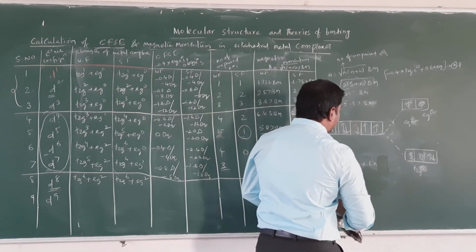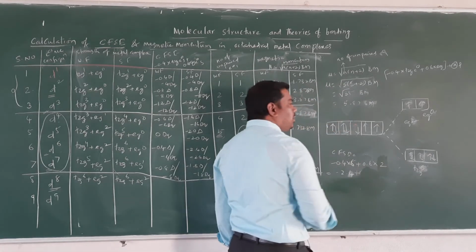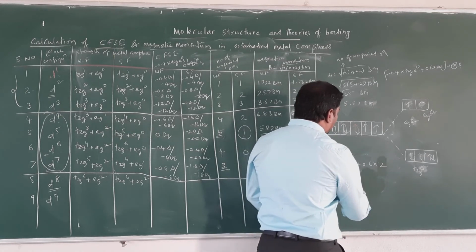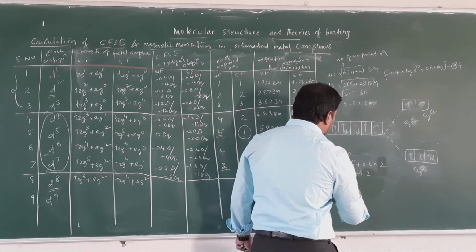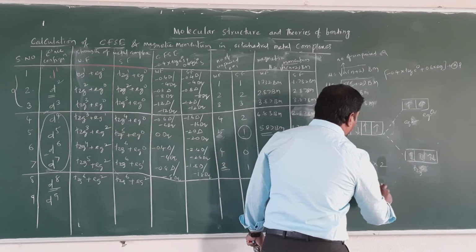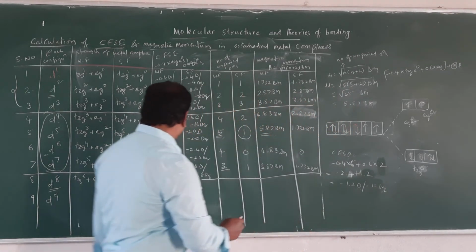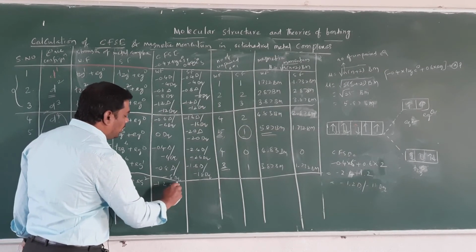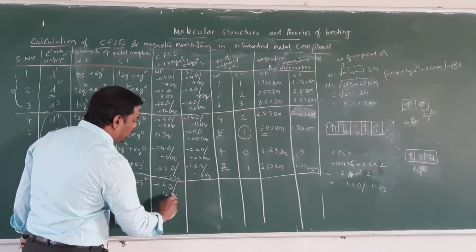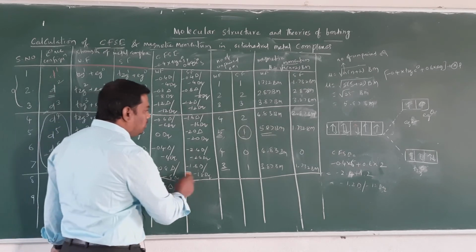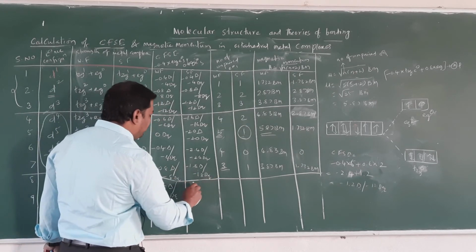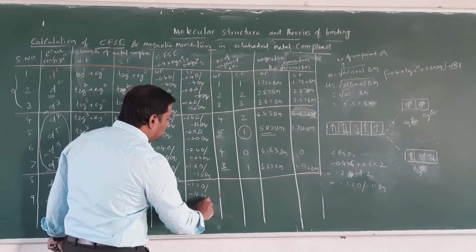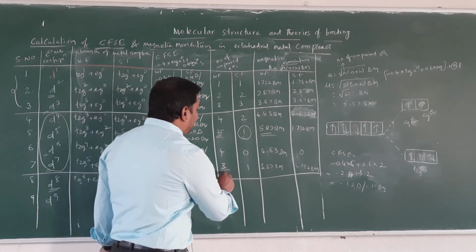So the CFSE value is minus 0.4 into 6 plus 0.6 into 2, that is equal to minus 2.4 plus 1.2, that is equal to minus 1.2 delta or minus 12 Dq. Clear? So here the CFSE value is the same for both weak field and strong field complexes, minus 1.2 delta or minus 12 Dq. Okay, now the number of unpaired electrons we will see.